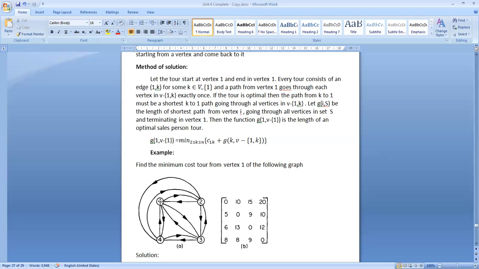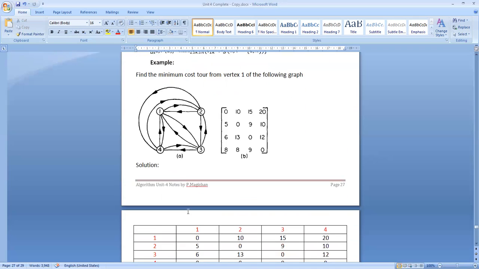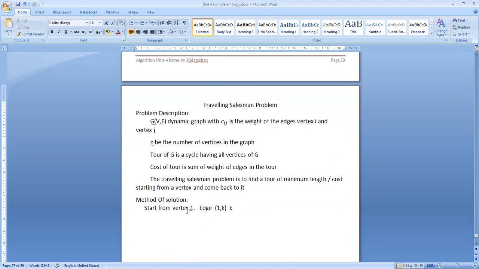So it is not necessary that from 1 I should go to 3, or I can go from vertex 1 to 2, and from 2 I can go to either 4 and 3 and come back to vertex 1, or from vertex 1 I can go to vertex 4 and visit the remaining vertices 2 and 3 and come back to the vertex 1. Whatever it be, my aim is to have the tour of minimum length, minimum cost. That is what my aim is.